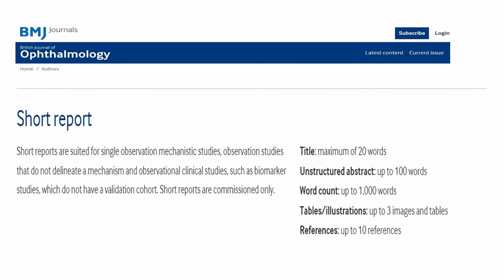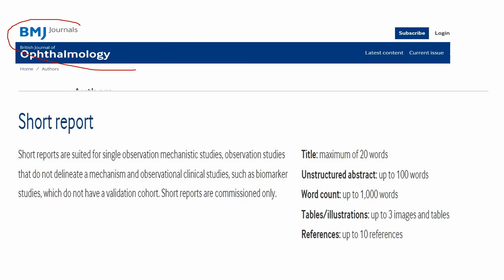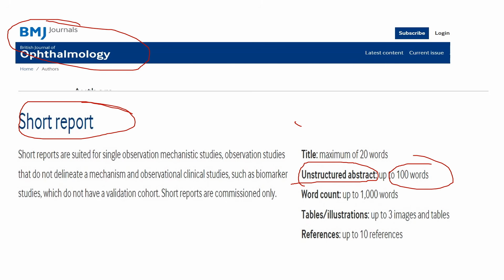This is, for example, BMJ Ophthalmology, the British Journal of Ophthalmology. If you open their website, you will see that for short report, which is the case report, they are asking for unstructured abstract and up to 100 words. Okay? So always see the instruction of the authors in the journal you are submitting to.